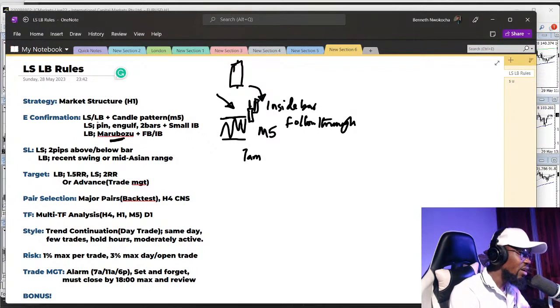Look at what I wrote here. For the breakout, I'm talking about a marubozu plus a follow-through bar or an inside bar. A follow-through bar, as you just heard, is the same color, the same type of candle, not exactly the same size. But if this is green and it has little or no wick, I want to wait until I see another candle that is also green.